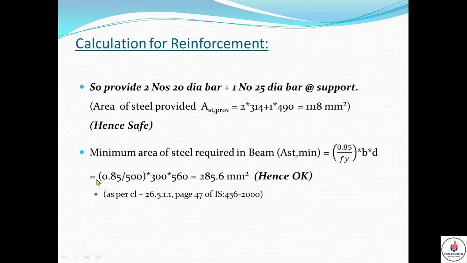0.85 divided by Fy, which is 500, into B, which is 300, into D, which is 560. By calculating all those things, we get the value 285.6 millimeter square, which means that 285.6 millimeter square is the minimum reinforcement required for this beam design. But we are providing 1118 millimeter square, which is much greater than this value. So hence we are on the safe side.